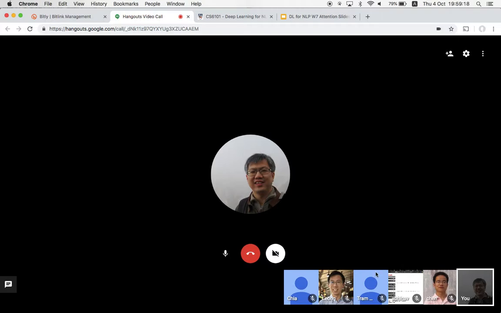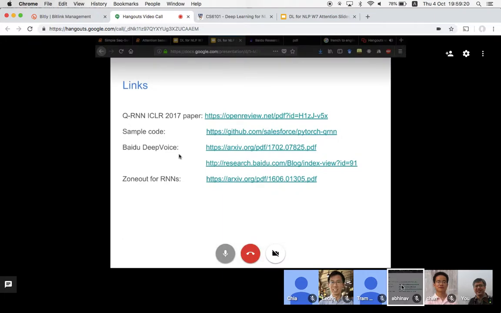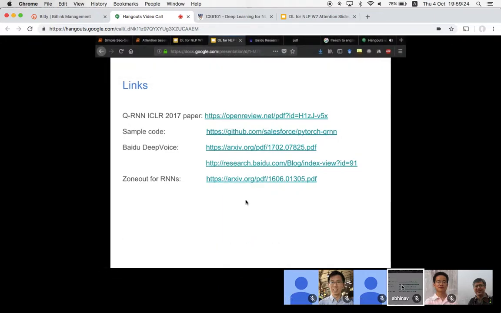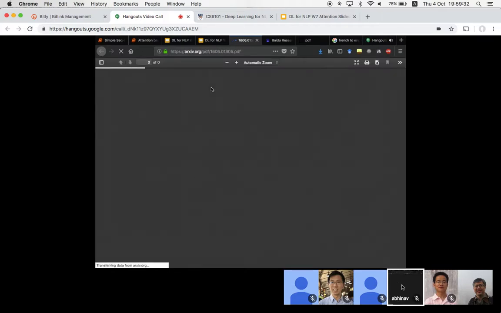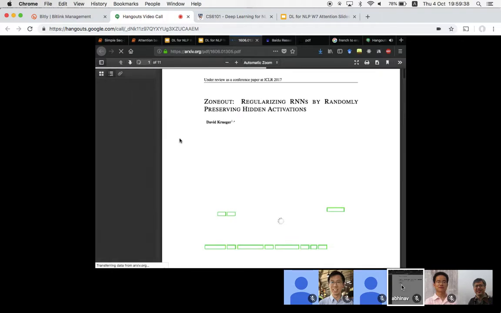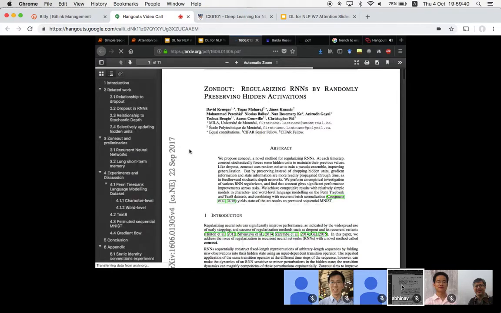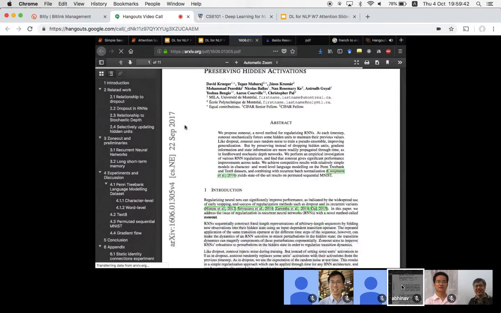So that's quite interesting. Here's a paper here talking about zoneout, which I haven't actually read, so I don't think I can talk about it now. Okay. But in case you're interested, from the abstract, zoneout is very similar to the skip connections that you saw on Adam's slide a couple of pages back.